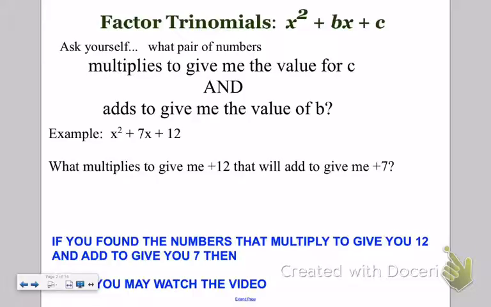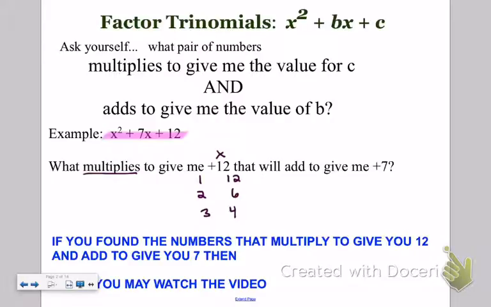So if we are given the example x squared plus 7x plus 12, we ask ourselves two questions. What multiplies to give me positive 12 that will add to give me 7? So I'm looking for multiply to 12. So first, let's look at factors of 12. I can multiply 1 times 12, I can multiply 2 times 6, and I can multiply 3 times 4.